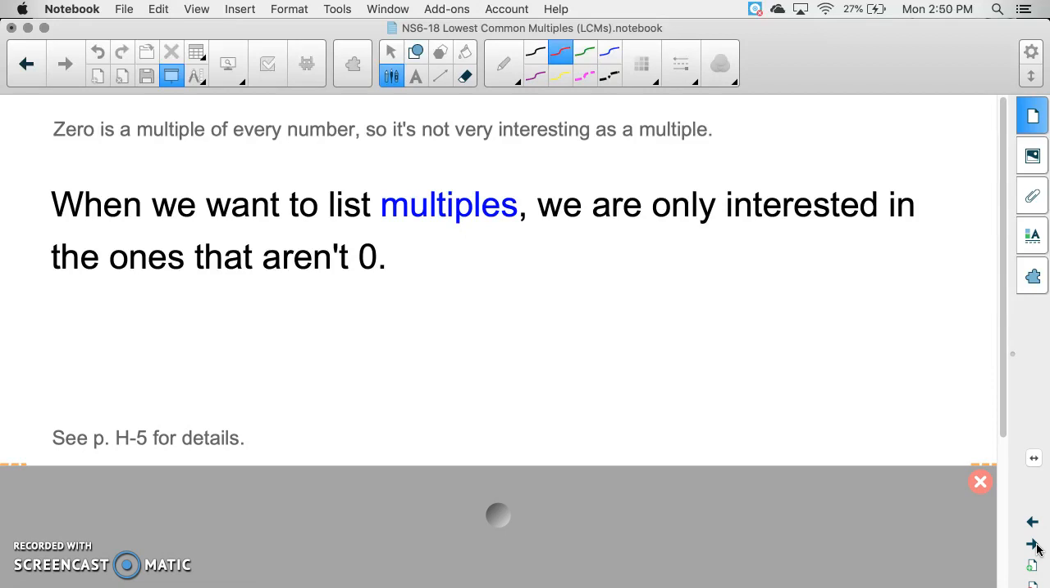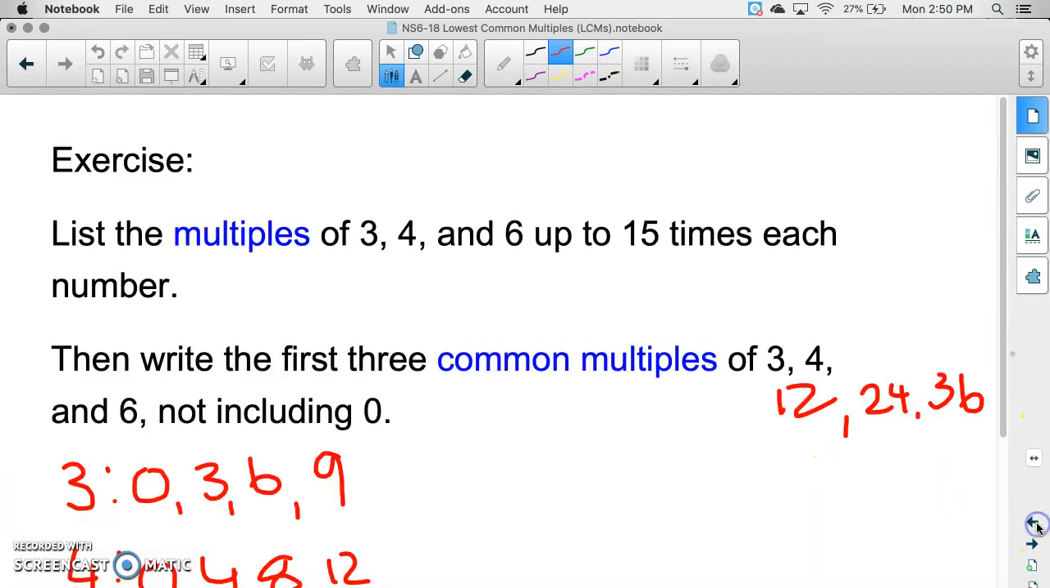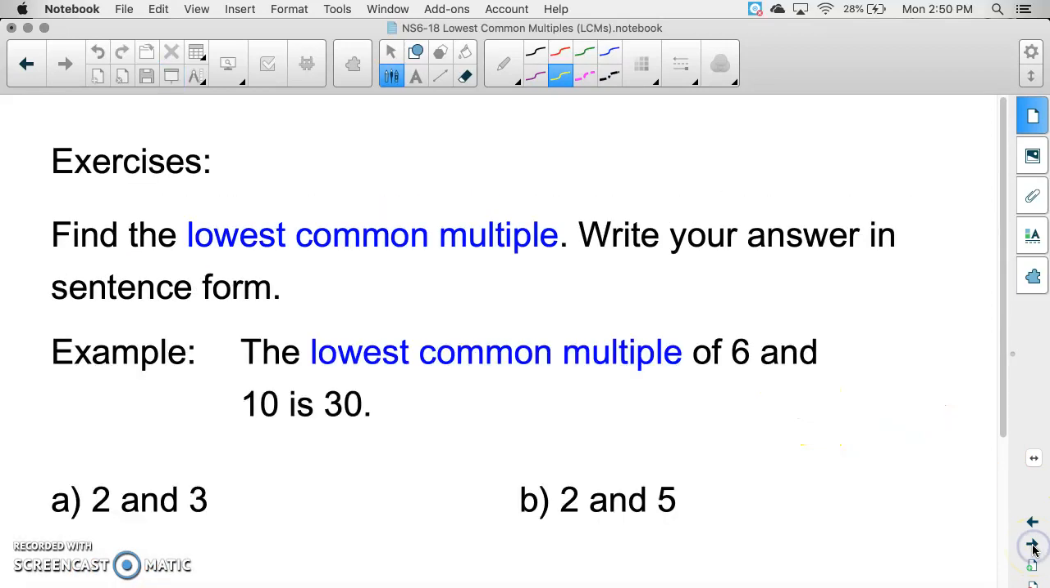So the smallest common multiple of numbers that does not include 0 is called the lowest common multiple. So if we look back at our last example, you could have had 0 on this list, but we never list 0. So the lowest common multiple of 3, 4, and 6 then would have been the number 12. It's the smallest number that they have in common.